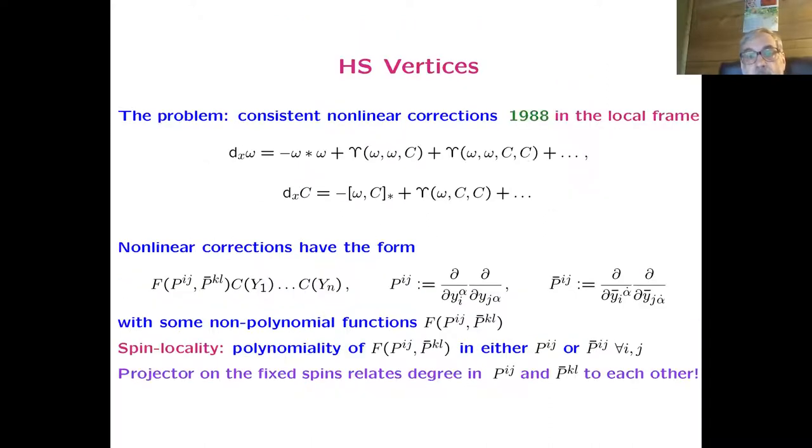So, Hirschman vertices, again, this is a part of the lectures that I gave. In the unfolded machinery, they have this form where there is a first term omega star omega that results from the Hirschman algebra, and some nonlinear deformations expanded in powers of the zero-form C. Generally, some first corrections have been found very long ago, but they were non-local, definitely. And the issue of how to go to the local frame is the issue I'm going to tell you about. But there is some very remarkable distinction between locality and spin locality in terms of these Y operators, and that is something that I want to emphasize.